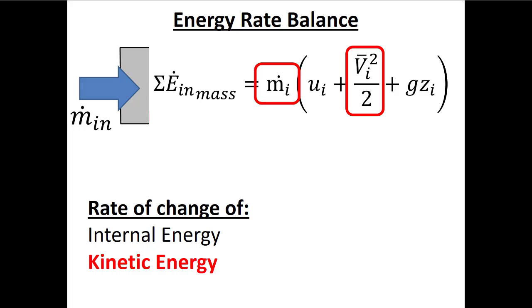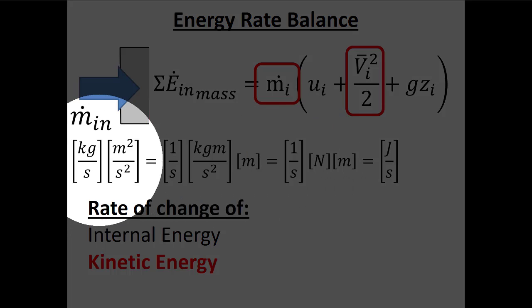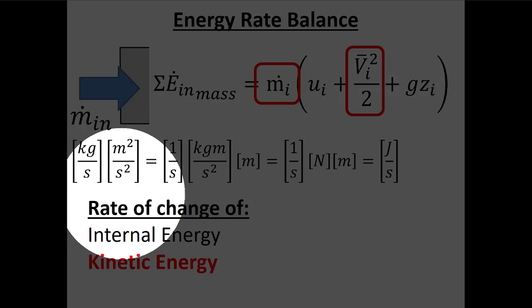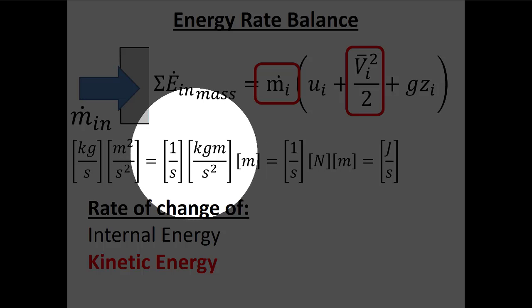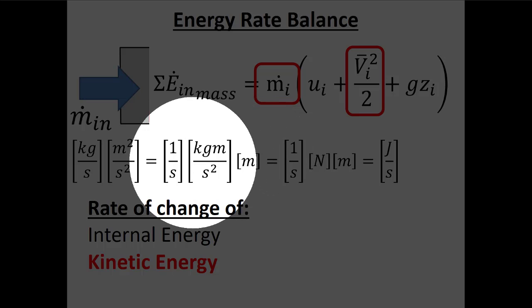Let's move on to the kinetic energy term. So now we have the mass flow rate times the velocity squared divided by 2. This one gets to be a little bit tricky. Now we have kilograms per second, that's our mass flow rate. Velocity squared is going to be meters squared divided by seconds squared. The divided by 2 doesn't have any units associated with it. Now I'm going to do a little bit of sleight of hand here. I'm going to change this to 1 over seconds, and multiply the kilograms in here and get kilogram meters per second squared. But now I have 1 meter left over. I'm going to put that over here.